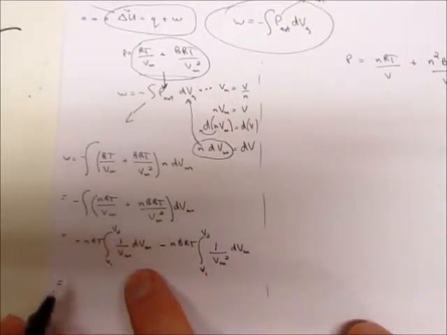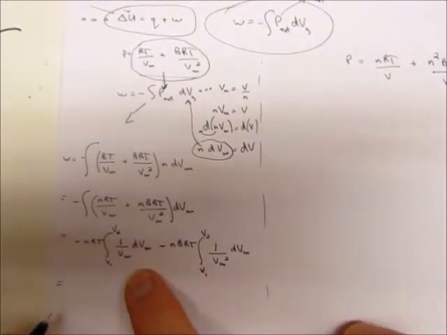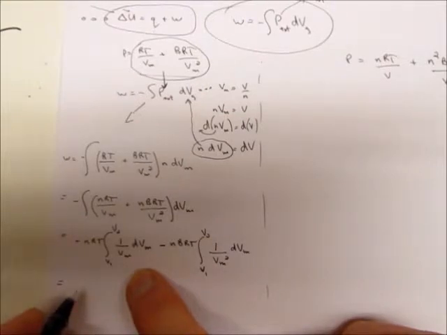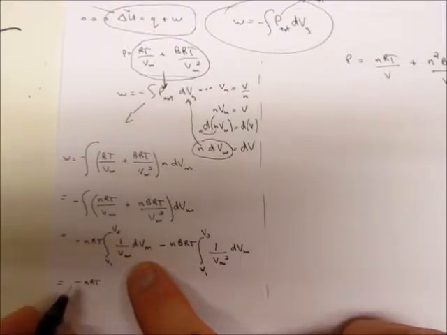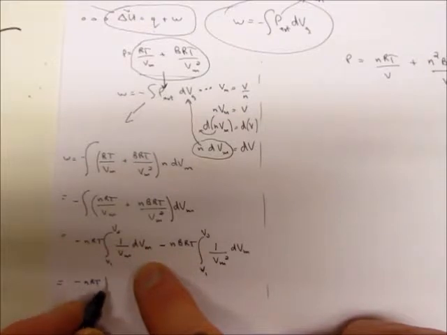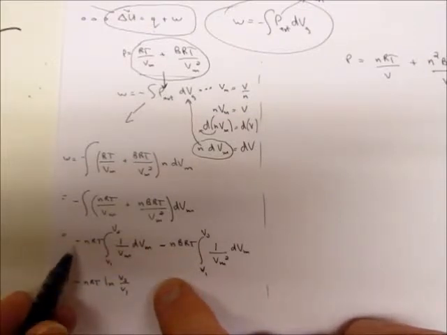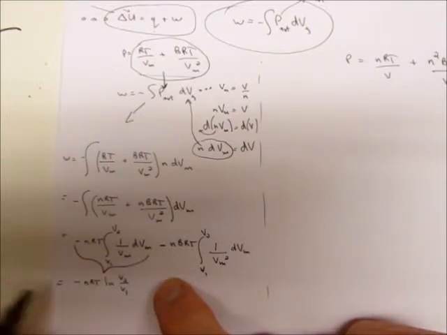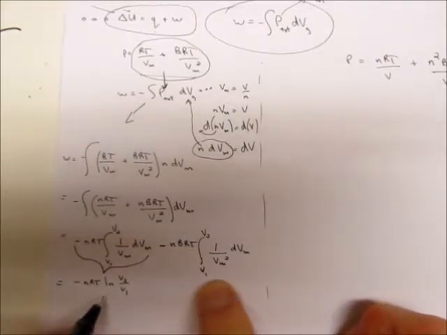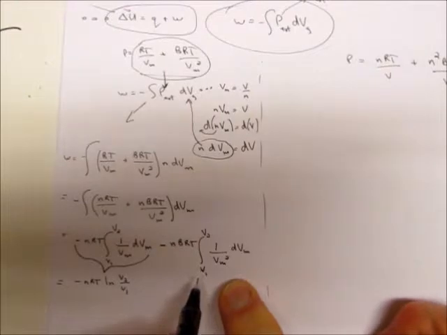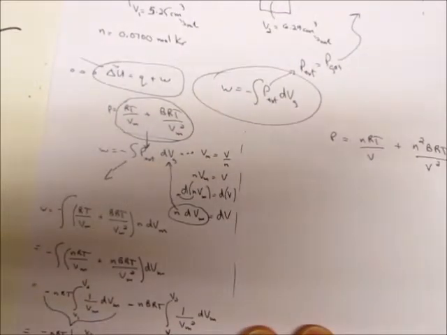So this first term is going to be minus nRT, right? And you'll get ln V2 over V1. So that term becomes that. This one, I'm going to leave that negative.